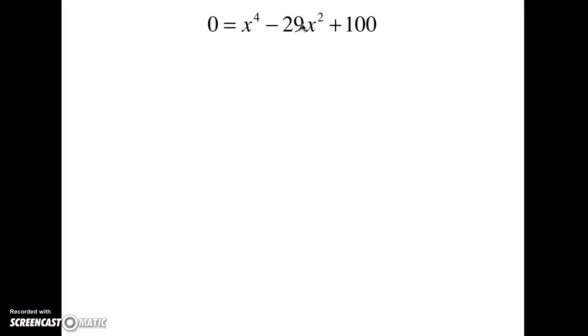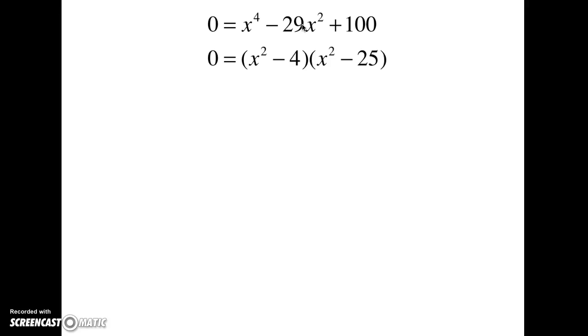The next example here, we have a quartic function, x to the fourth minus 29x squared plus 100. Since it's a quartic trinomial and we only have even powers here, we can use our regular factoring skills. We ask ourselves what numbers multiplied give us positive 100 and add together to give us -29. And the answer here is -4 and -25.